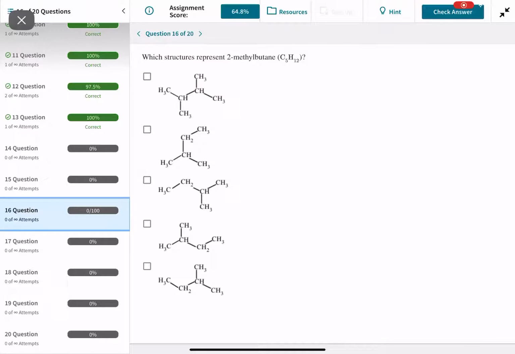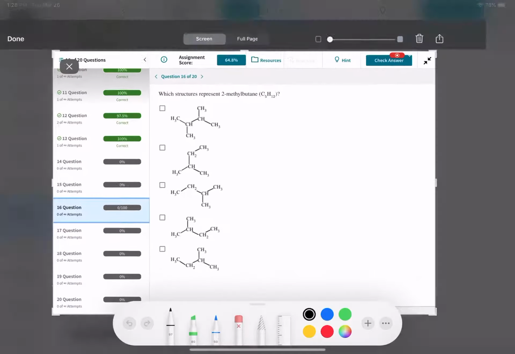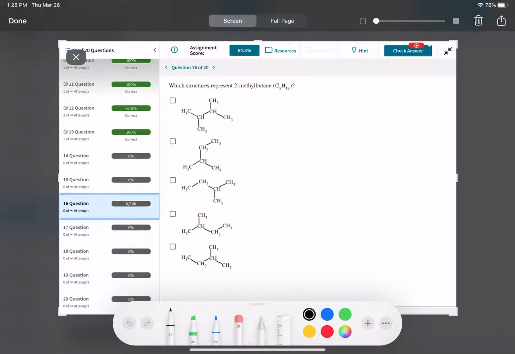Which one represents the structure of 2-methylbutane? There are 2 different ways that you could approach this problem. One way is to draw the structure of 2-methylbutane and then try to match it up with one of these that have been provided for you. Your other option would be to name each one of the provided 5 structures and see which one is actually 2-methylbutane. Since we don't have a lot of practice with drawing the structure from the name, let's practice that.